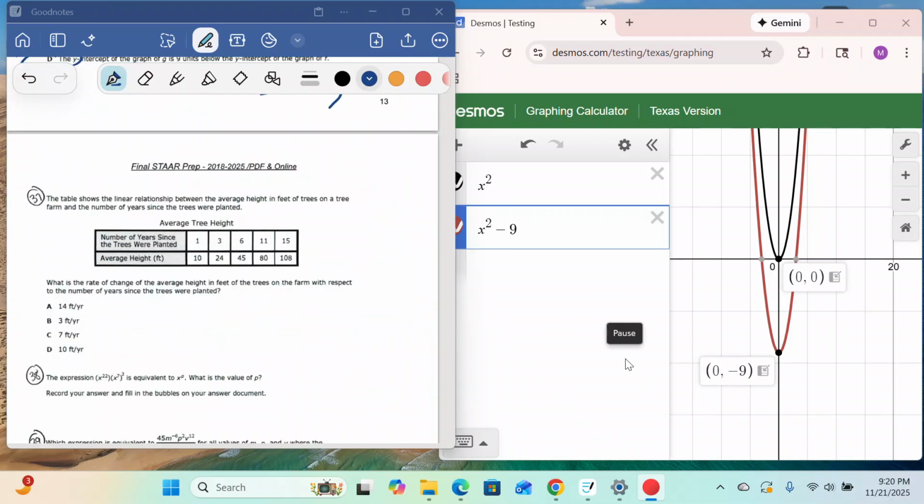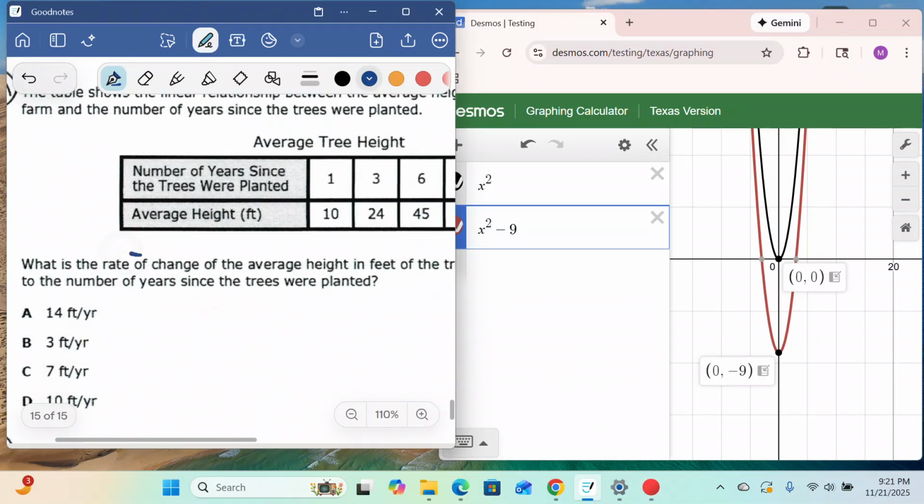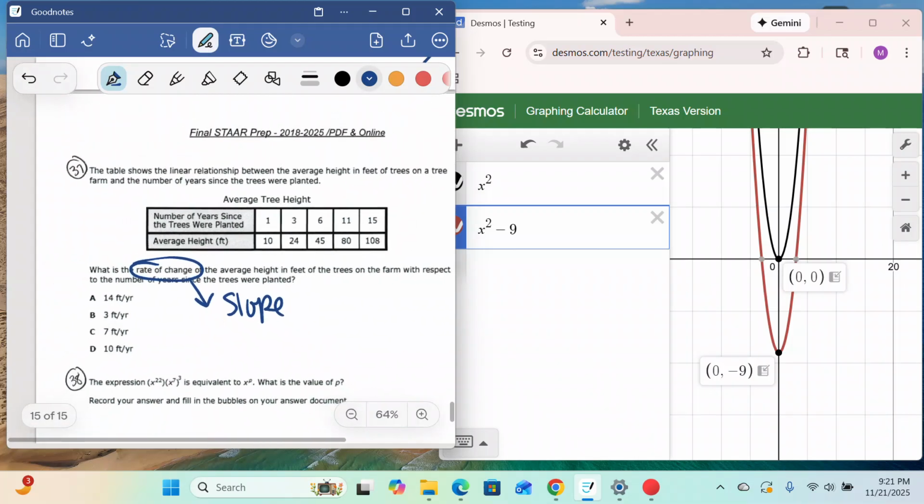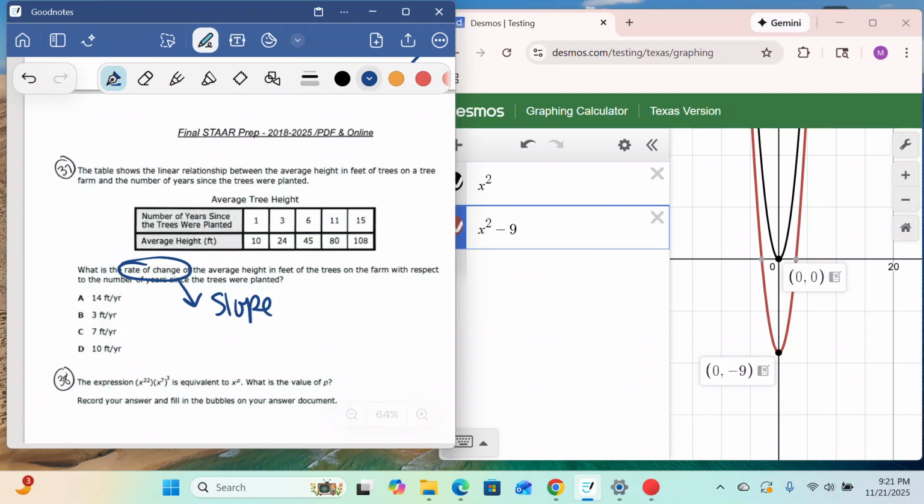Okay, we're going to go ahead and move on to question number 37. The table shows a linear relationship. We know it's a linear relationship, so the rate of change. And remember that the key word for rate of change is slope. So what am I going to do? All I'm going to do is input this table into Desmos and let Desmos do the work.